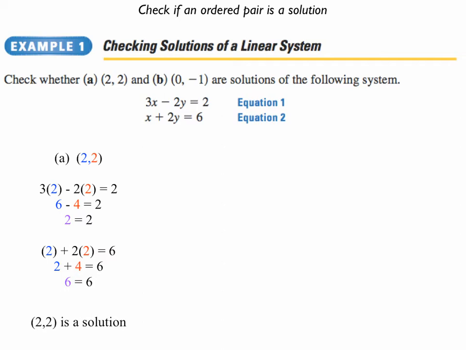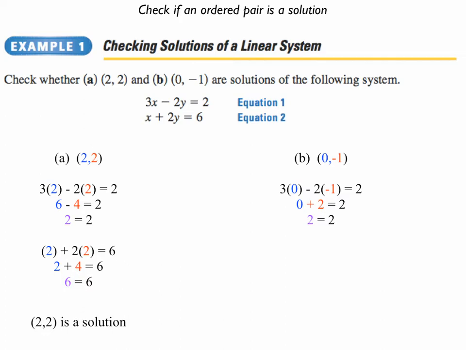Now let's check the point (0, -1). Again, we substitute the values for x and y into our equation, 3x minus 2y equals 2. Then we do our multiplying. 3 times 0 is 0. And be careful with the minus 2 times negative 1. That's going to turn into a plus 2, negative times a negative is a positive. 0 plus 2 is 2, and 2 does equal 2. So that's checking out so far.